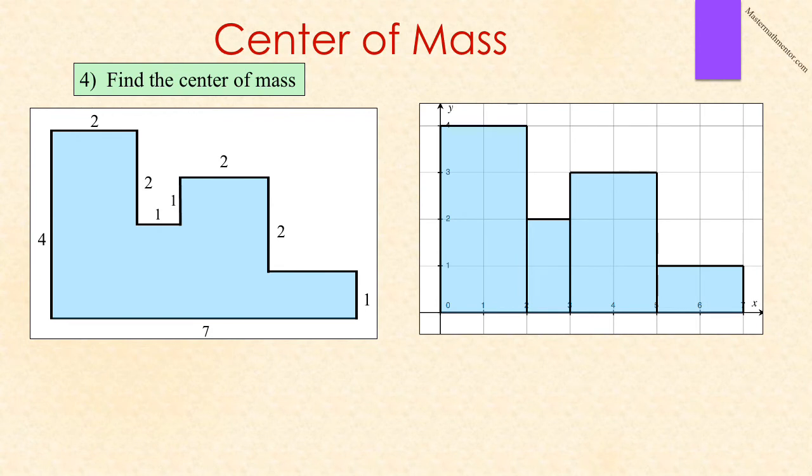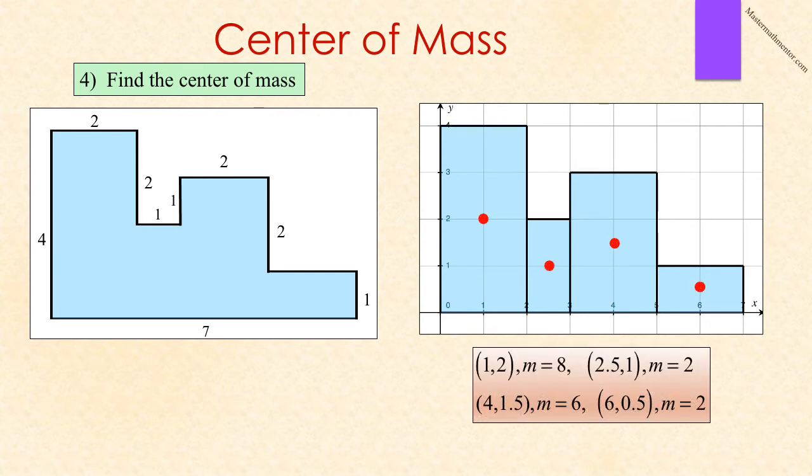We transferred our shape onto the grid and chopped it up into 4 rectangles. There are numerous ways to do this. There's not only just one, and it does not matter how you do it. The centroid of the first rectangle is the point 1, 2. And since it is 2 by 4, its mass is 8.